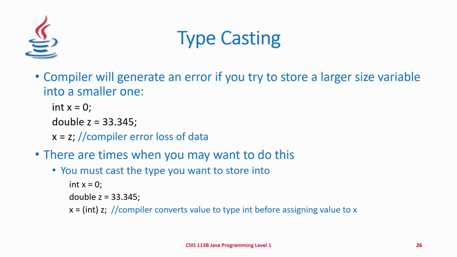Before we assign z to x, we cast z to become an integer. If you just put the data type in a set of parentheses before your variable name, that's called typecasting, meaning take the normal type of z, cast it, change it to an int type. That will work. It is going to truncate everything past the decimal point, so the result is going to be 33, but that conversion won't create an error for us.